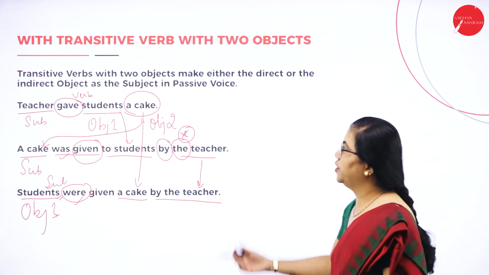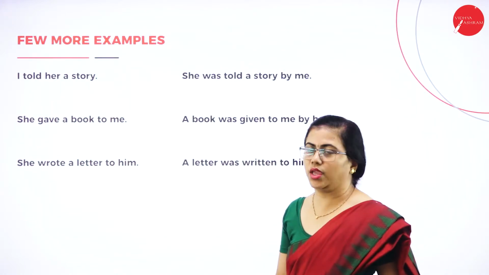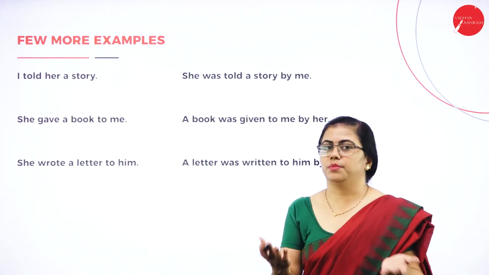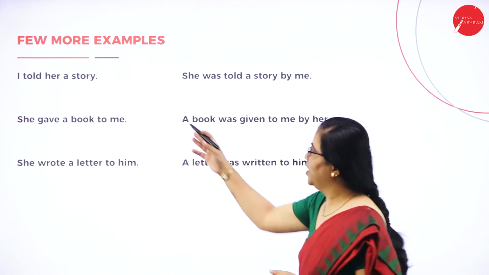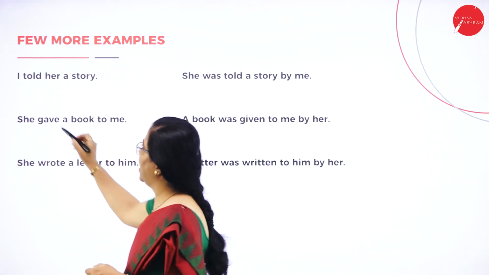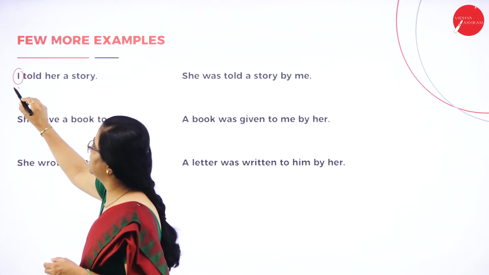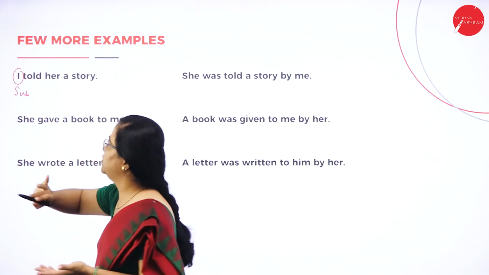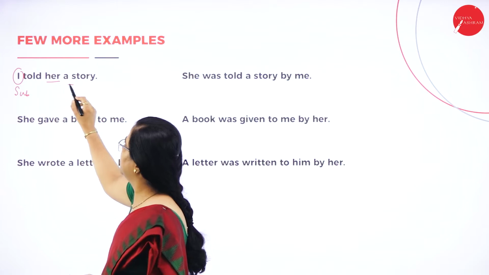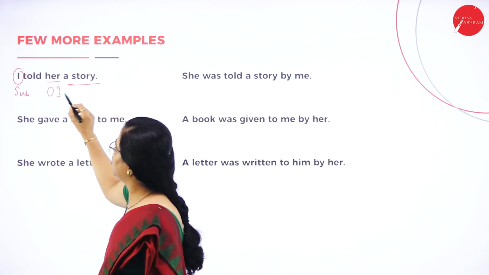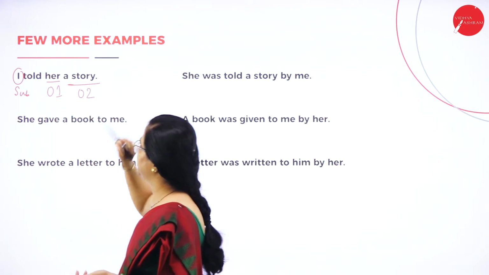Okay, so let's go further now. We'll see a few more examples. The more the examples, the clearer the concept. So here let us begin with this example now. I told her a story. I is the subject. We have two objects here. Her is one, a story is one. This is the first object. This is the second object.